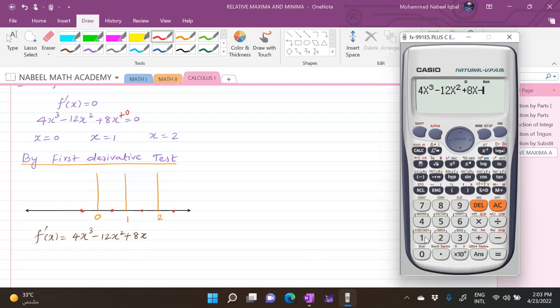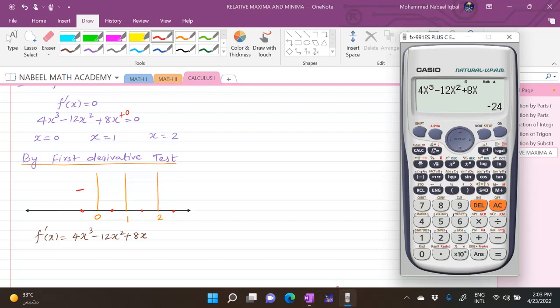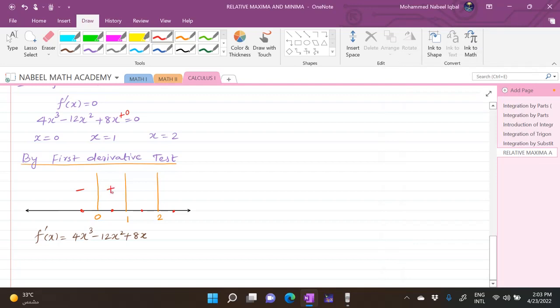Let us go with minus 1. I have to remove this, put the calc button, then minus 1, equal. This is minus 24. Now I have to check between 0 and 1. I write half, 0.5. Calc 0.5, which is positive.